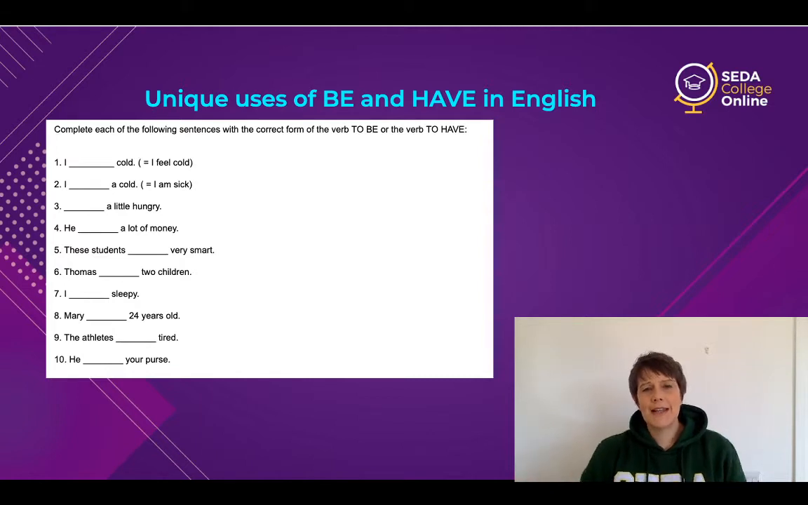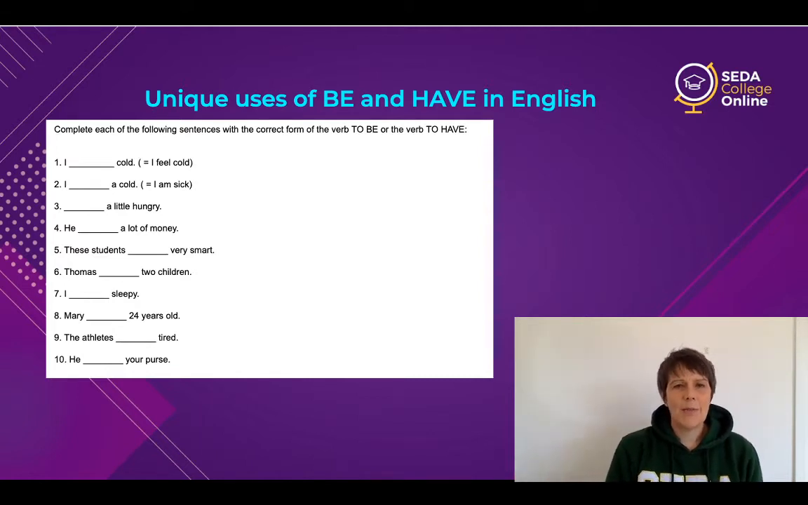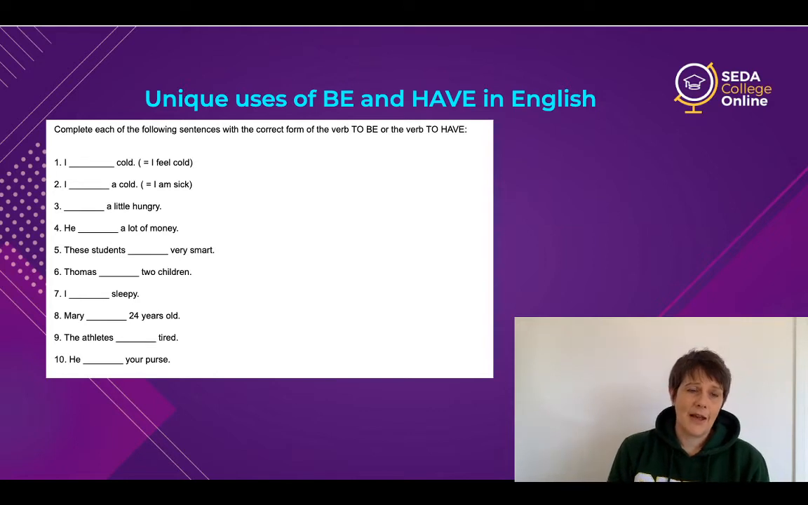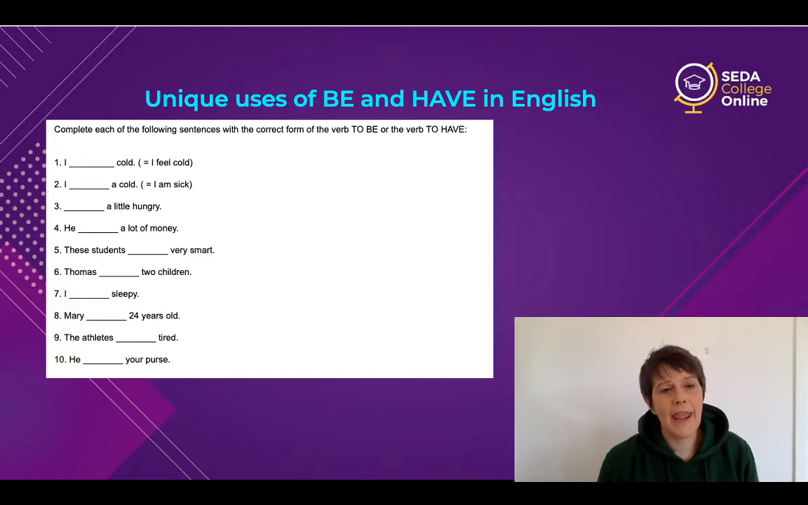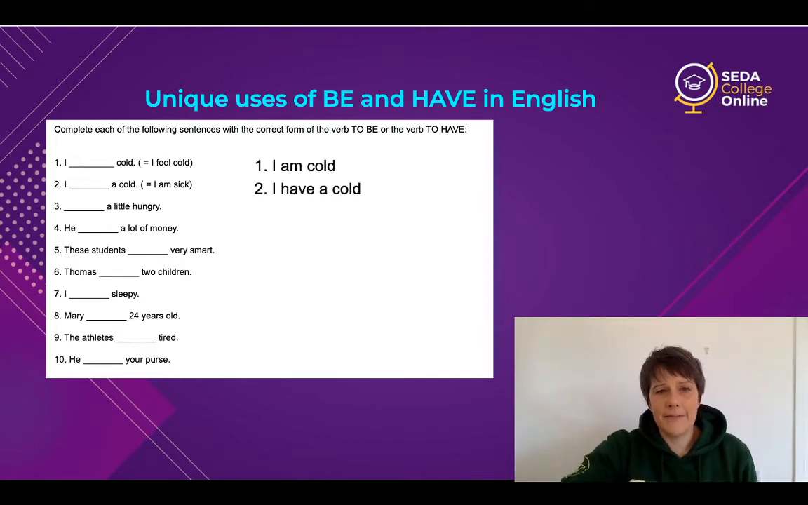So this is just a little warm-up exercise to entertain you and just to remind you about the difference between be and have. I think you can do it very fast. I cold, a little hungry, he a lot of money, these students very smart, Thomas 2 children, I sleepy, Mary 24, the athletes tired, and he your purse. So I'm very sure that you will get the correct verbs.